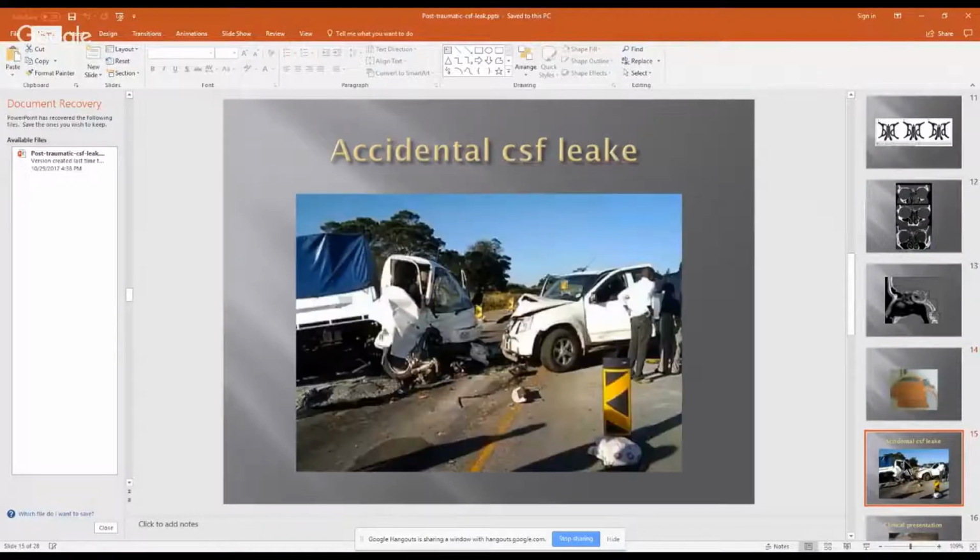Finally, accidental CSF leak or non-surgical or non-iatrogenic causes of CSF leak. The commonest cause of accidental CSF leak is head trauma. CSF leak occurs in about 2 up to 3% of patients of head injury. Other causes include direct violence or industrial injuries.